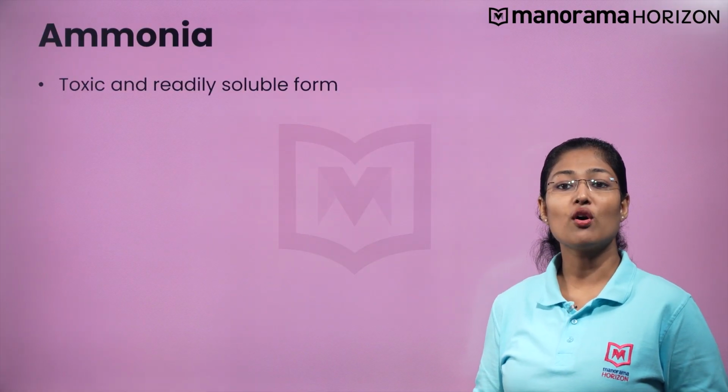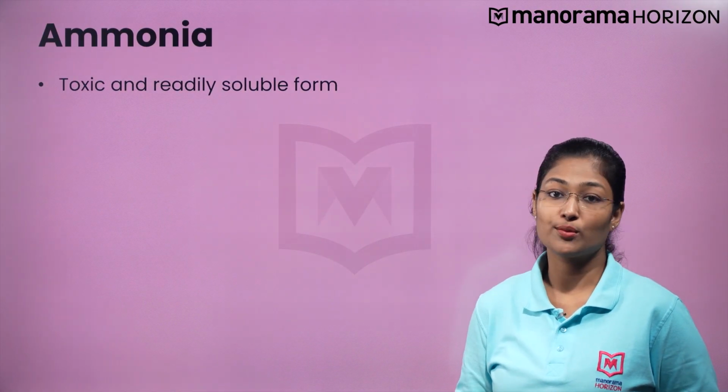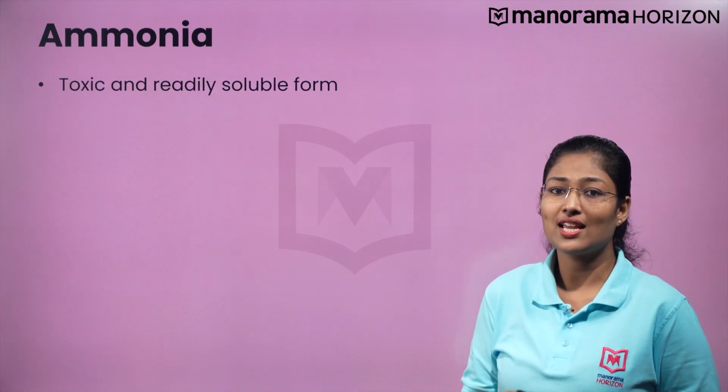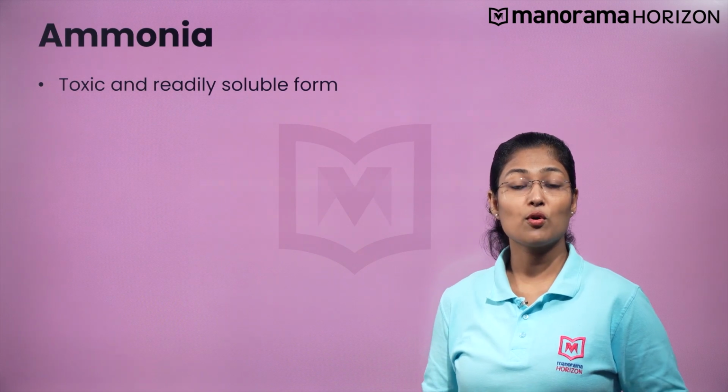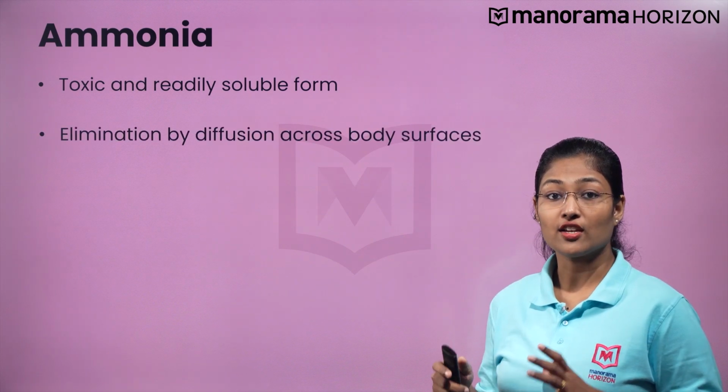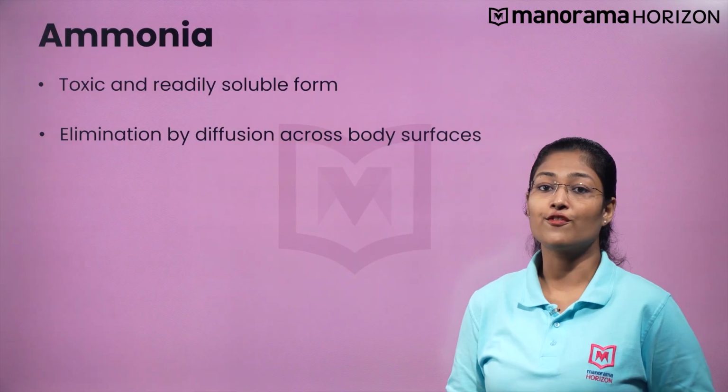Ammonia is the most toxic and readily soluble form. Thus, it requires a large amount of water for its elimination. Thus, the ammonia is eliminated by the diffusion across the body surface.